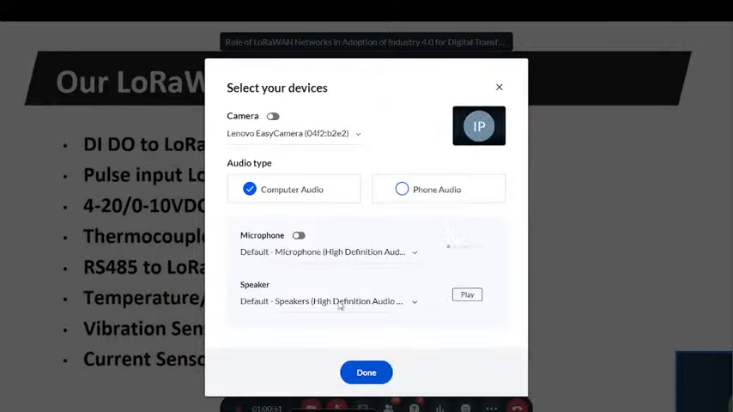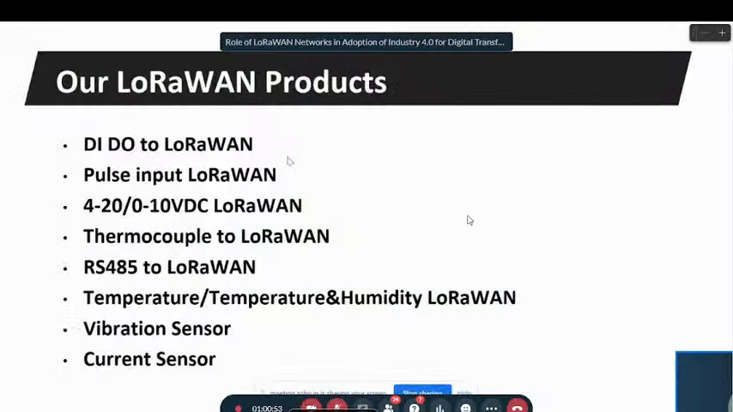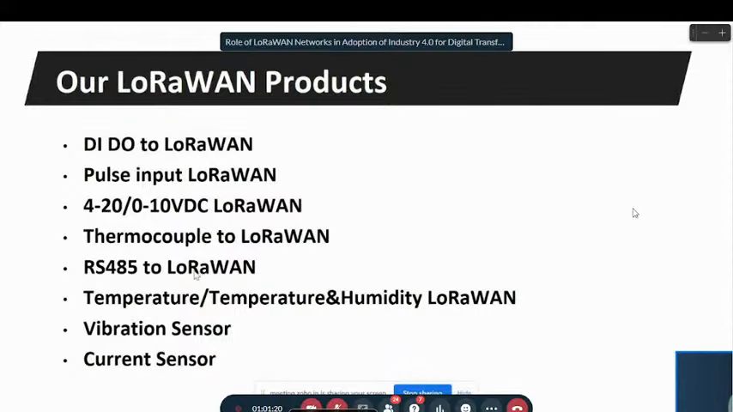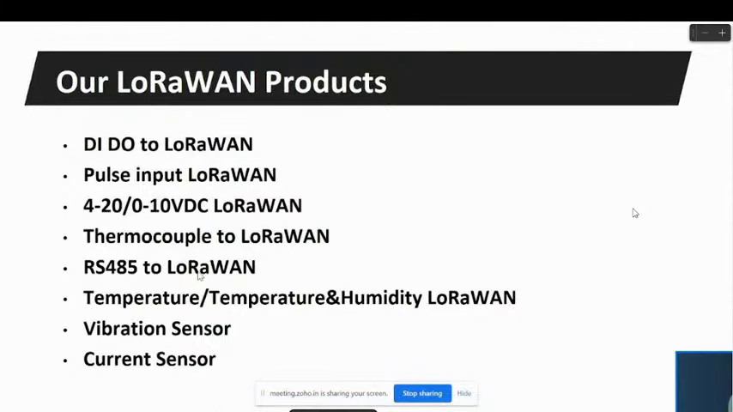We have DIDO to LoRaWAN communication sensor. We have pulse input to LoRaWAN end node. We have 4 to 20, 0 to 10 volt DC analog input LoRaWAN node. And then we have thermocouple to LoRaWAN converters for interfacing thermocouples, whether it can be J, K type thermocouples, can be easily interfaced, and we can send temperature data. Then we have RS-485 to LoRaWAN converters, which can take data from RS-485 and send it to LoRaWAN network.